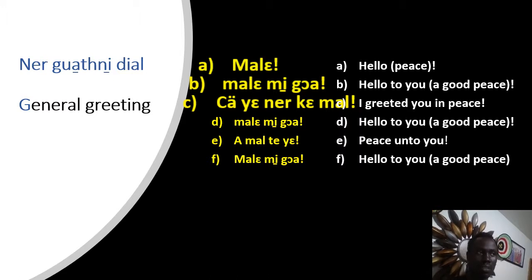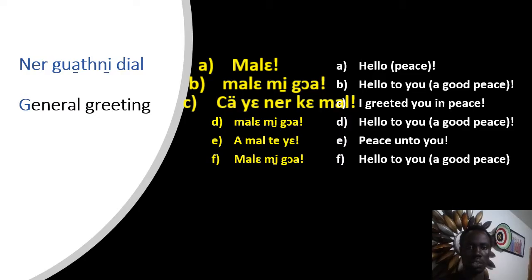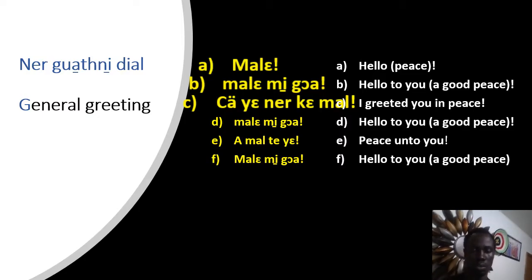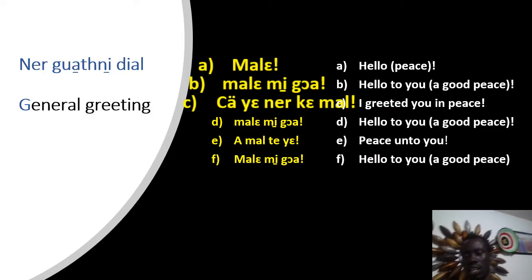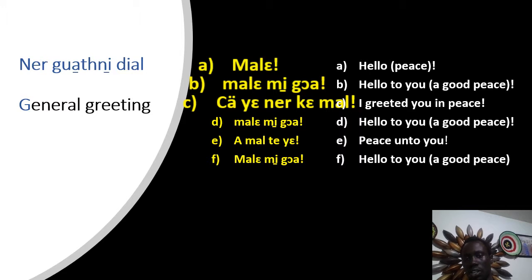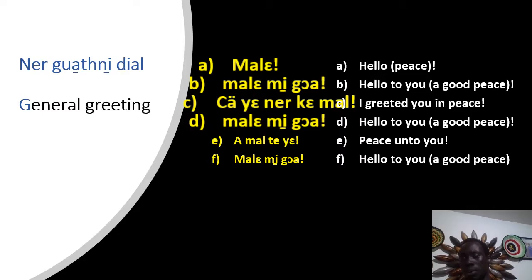Cheye Ner Kamal here is plural. That means you're greeting a group of people, two or more people. When you say Cheye Ner Kamal, it means I greeted you in peace. Or sometimes if you're only saying it to one person, you can say Chaji Ner Kamal. Here the Cha will change to G, Chaji Ner Kamal. Chaji Ner Kamal means I greeted you in peace. Then how do they respond? The same way. Male Miga.